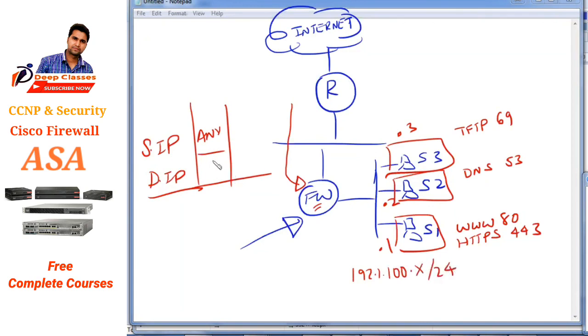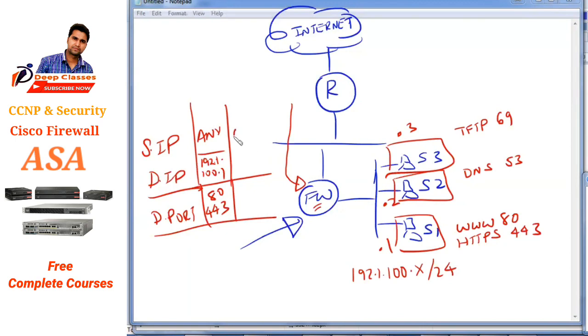So I do want to allow access from anyone to a destination IP of 192.1.100.1 as long as the destination port is what? Either 80 or 443. I don't want anybody coming in to 100.1 for, let's say, DNS or other services. I only want it to come in for a specific port number, certain application.